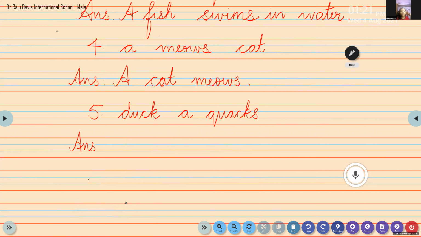A duck. Very good. Quacks. Q-U-A-C-K-S. As you write, children, write neatly. Okay. And what do we have to do at the end of the sentence? Stop. Very good. See, children, you write properly, neatly. See that you have to use a finger space between each word. Remember to begin a sentence with a capital letter, end a sentence with a full stop, and remember to use a finger space between each word.